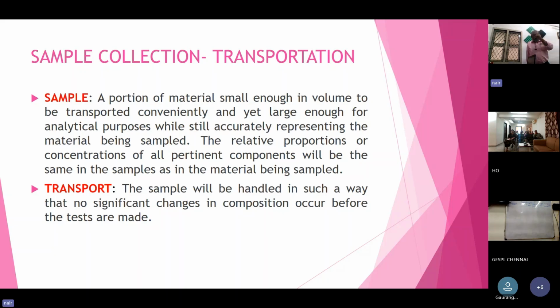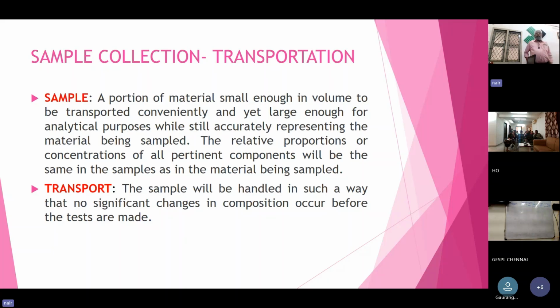Because we are doing analysis in the laboratory, we have to ensure that the actual representative sample we have collected is the sample that reaches the laboratory. That means in between the collection, the transportation and reaching the laboratory, the material should not change. The concentration of the components or anything should not change.